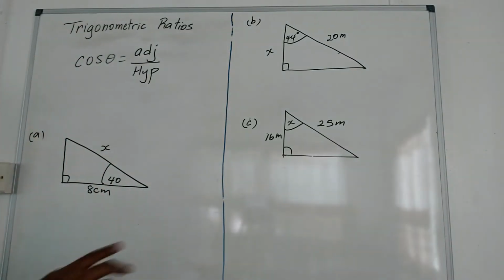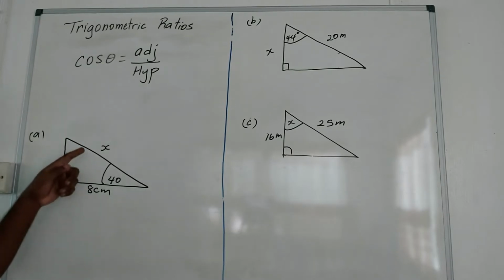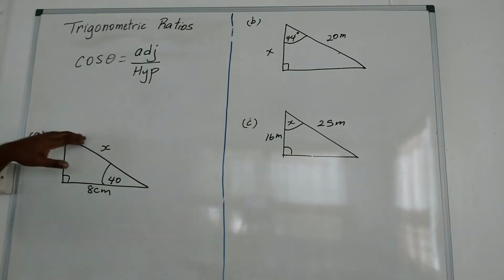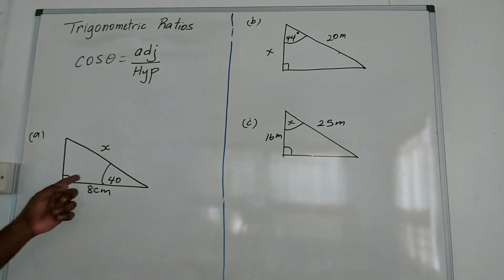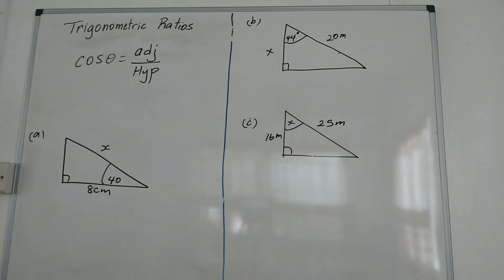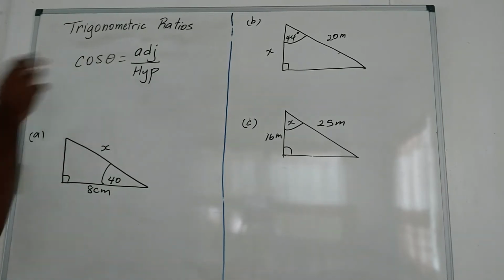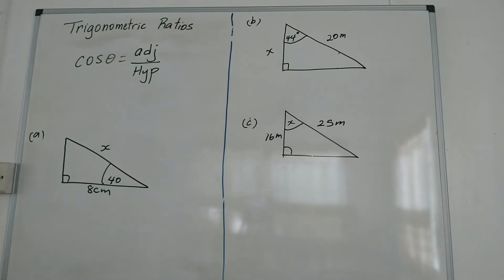Right. Now we will see how we will use the trig ratio for cos to find sides or the angles. Let's start here. Notice that here we're given the hypotenuse and the adjacent, and the angle, which is 40. If we have the hypotenuse and adjacent, it means that we must use the cosine ratio.